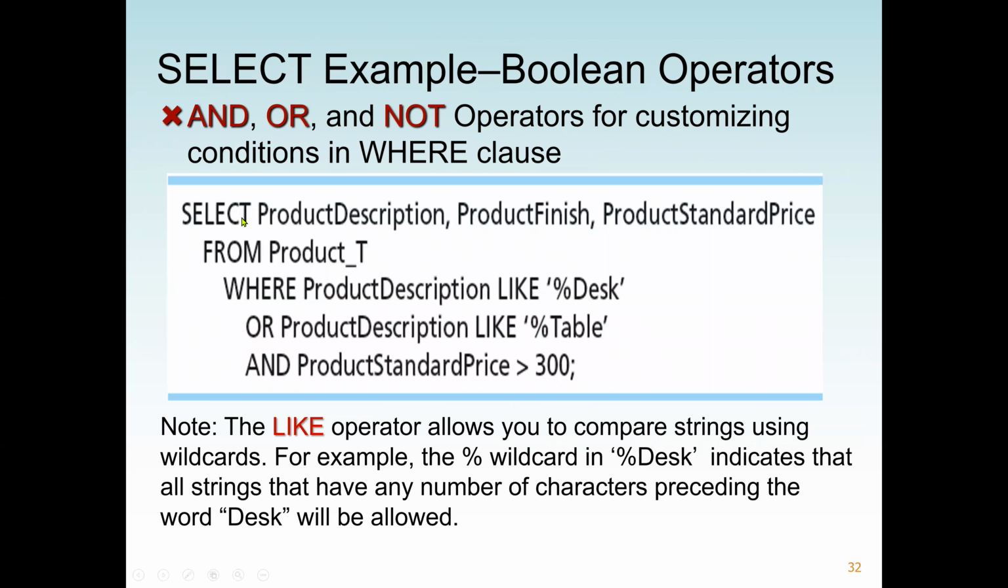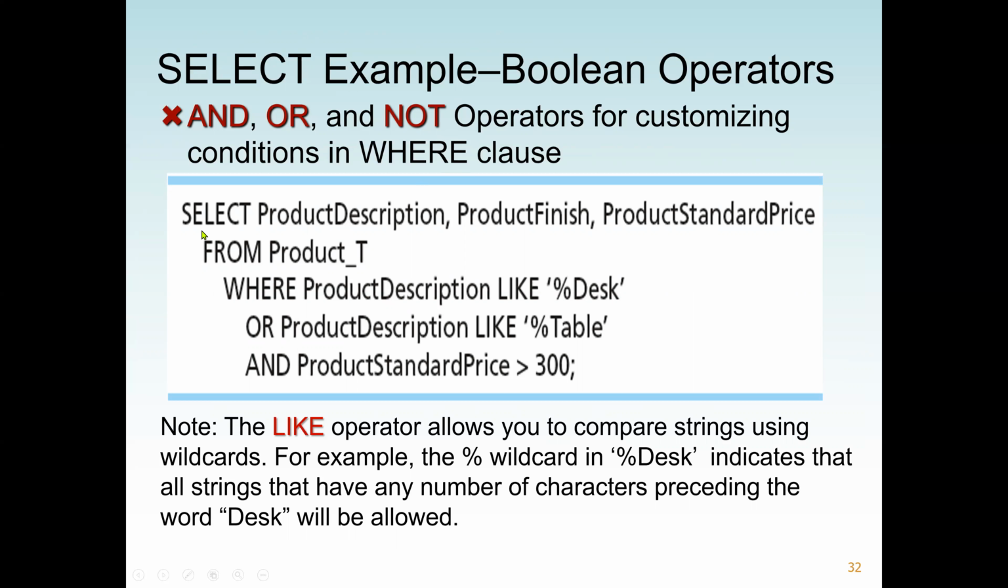We also use binary operations of operators: and, or, and not. And means all the conditions have to be true in order to execute. Or means only one condition has to be true. Not also means only one condition has to be true. So we have and, or, and not operators for customizing our condition in where.